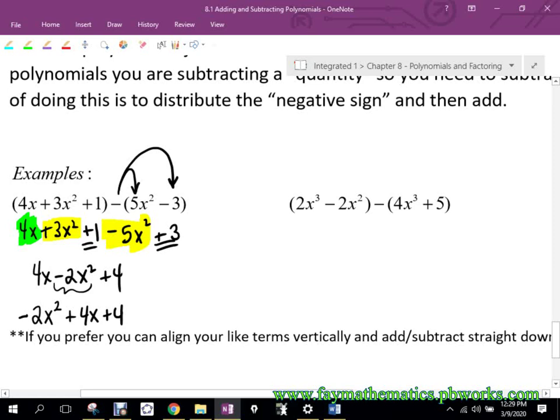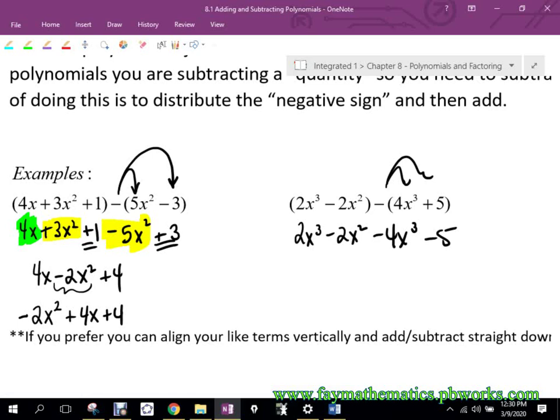Does that make sense on how to subtract them? Yes. Distribute the negative, and then it all turns into addition. So this would be 2x cubed minus 2x squared minus 4x cubed minus 5, right? Distribute that negative. And now combine like terms. But remember, like terms have to have the exact same variable or variables with the exact same exponents. Does that make sense? Okay.